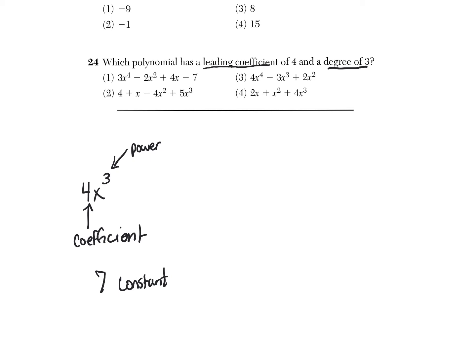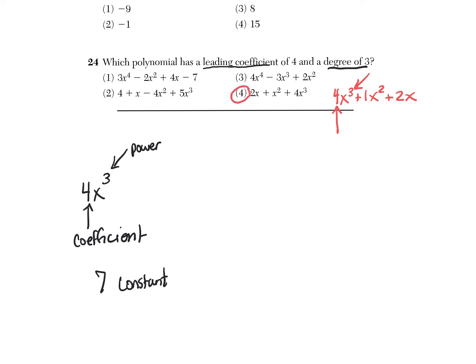So let's just take choice 4 for example. I would rewrite this as 4x cubed plus 1x squared plus 2x. It says which one has a leading coefficient of 4. Here's our leading coefficient of 4, and a degree of 3. Here's our degree of 3. That looks to me like it works. So leading coefficient of 4, degree of 3.